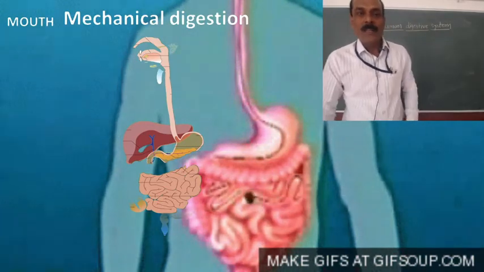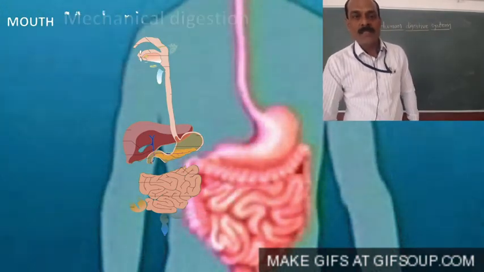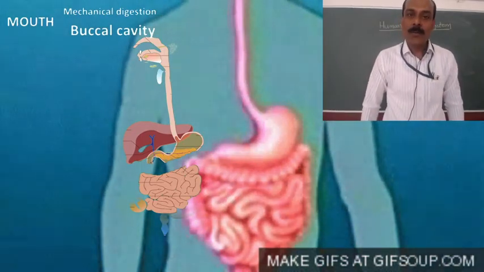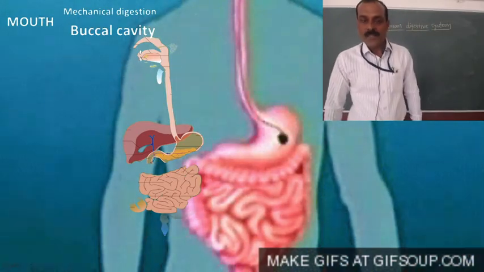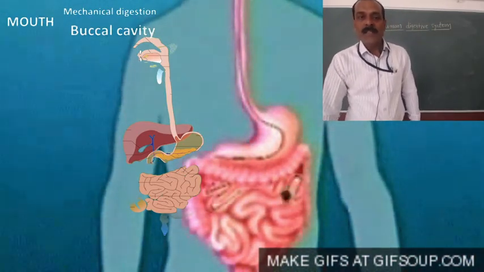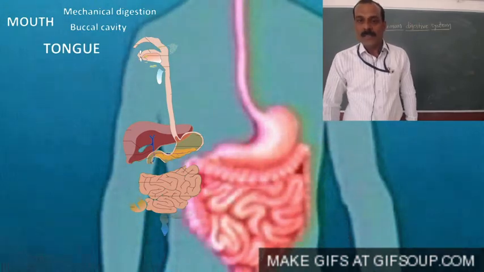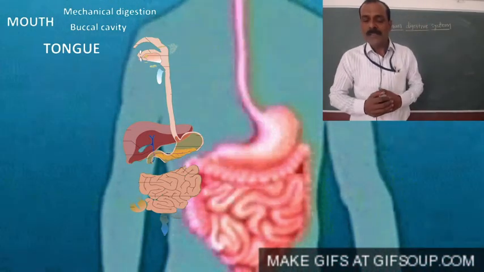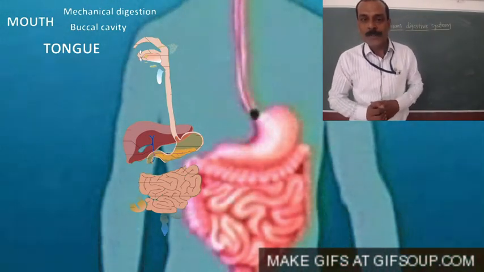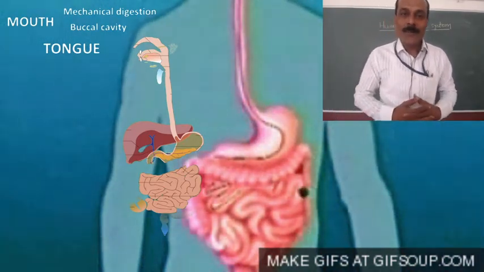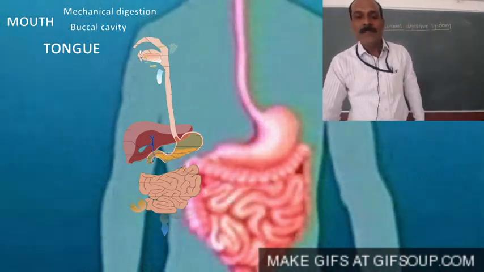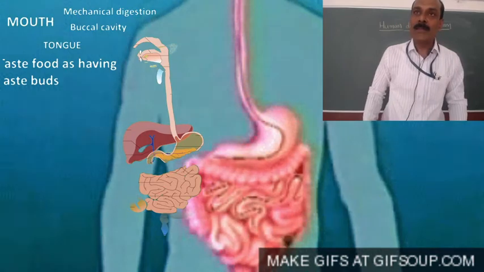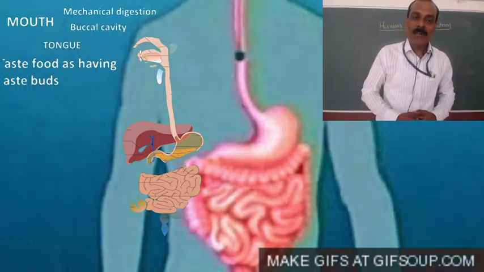As you are seeing on the screen, mechanical digestion takes place in the mouth. This mouth cavity is also known as the buccal cavity. Different organs are present in it. The first organ is the tongue. This tongue is a very useful organ. We use it mostly for speaking, but that is not the only work the tongue does. The tongue is important for tasting the food because it has taste buds.